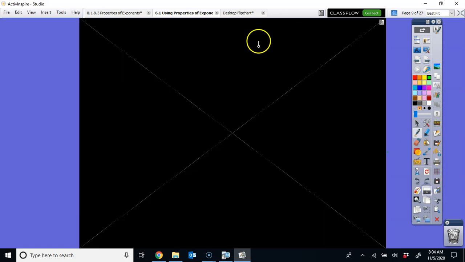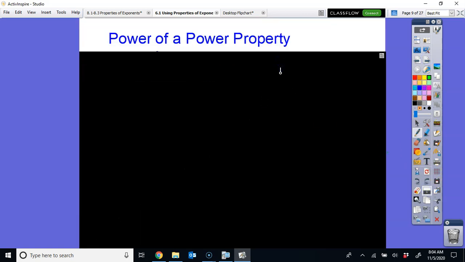The second property is called the power of a power property. Again, this would be on the colored tab if you were making this little booklet that I told you you could make. It would be on the colored tab that is the same color as your cover page. If you used all white sheets of paper, it's easy. You'd just be on the next tab down, and then you can open it up and put your notes. So your notes would look like this.